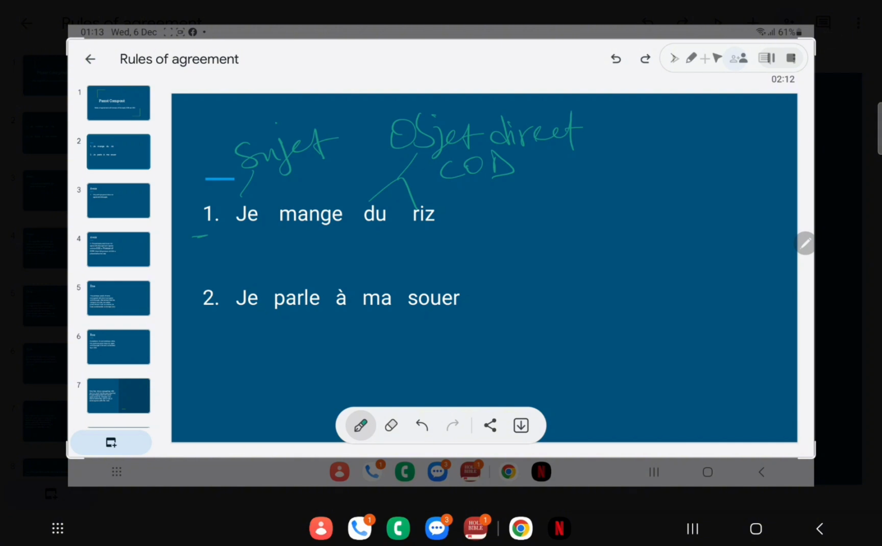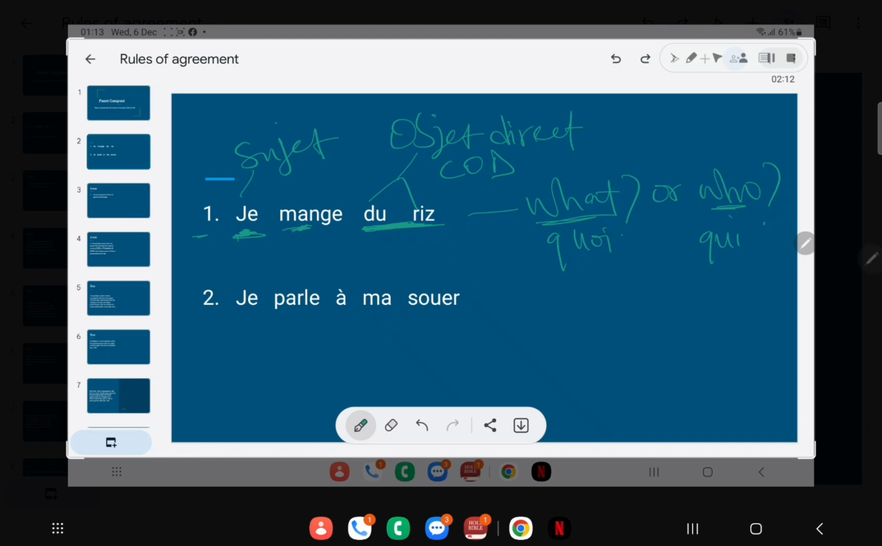So, in a sentence, the complément d'objet direct or the direct object answers the question what or who. In other words, quoi, qui. It answers the question what or who, in relation to the verb and the subject. So that's that for complément d'objet direct.